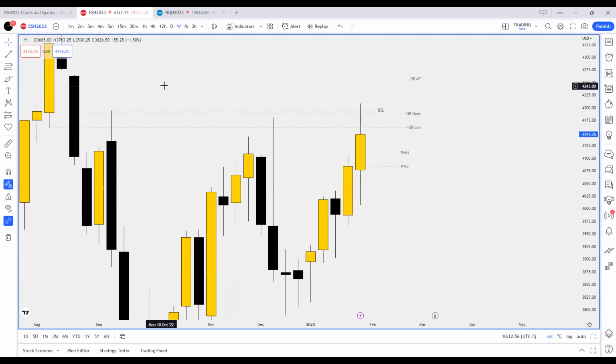We just took out a big pool of buy-side liquidity. Every single seller since September of 2022 has now been considerably liquidated in ES, and so that's something to think about.